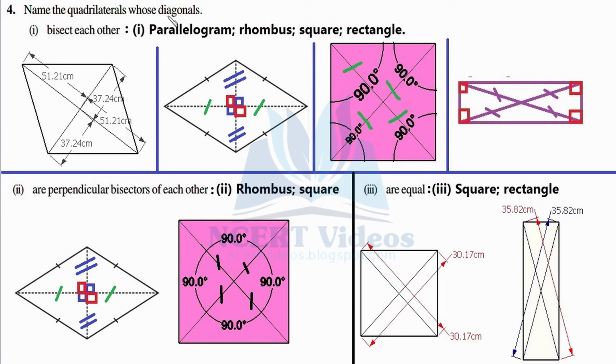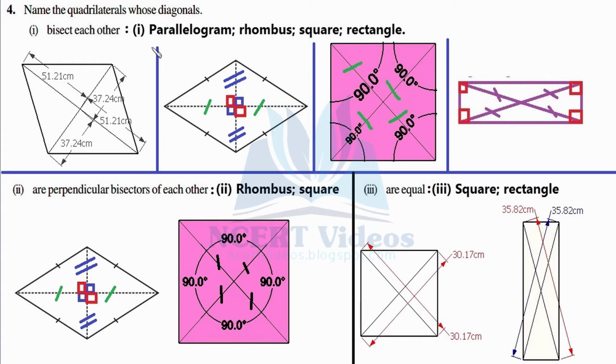Name the quadrilaterals whose diagonals, number first, bisect each other. And second is, are perpendicular bisectors of each other. And the third is, are equal. So we have to name the figures which follow these conditions. So let's focus on the first part. We have to name the quadrilaterals whose diagonals bisect each other.